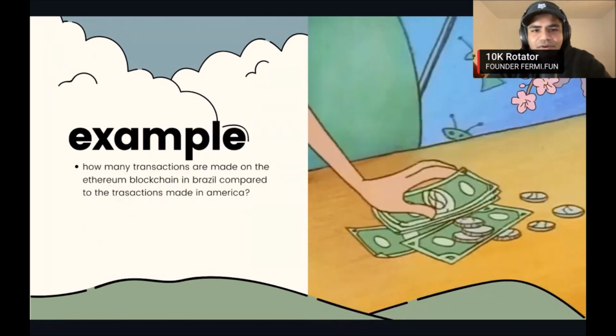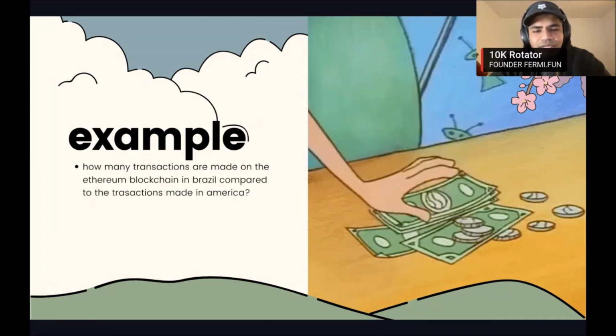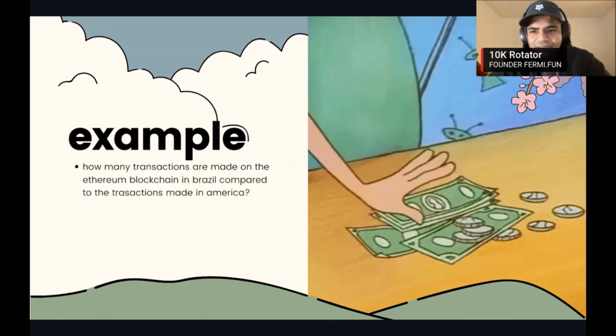What's an example of a Fermi problem? Here's a really good example that you deal with in DeFi. How many transactions are made on the Ethereum blockchain in Brazil compared to the transactions made in America? Now, this problem sounds quite daunting to begin with, but you can get a rough order of magnitude estimate through Fermi estimation. I'm going to give you the method, and then you can try to solve this problem on your own and share your answers.